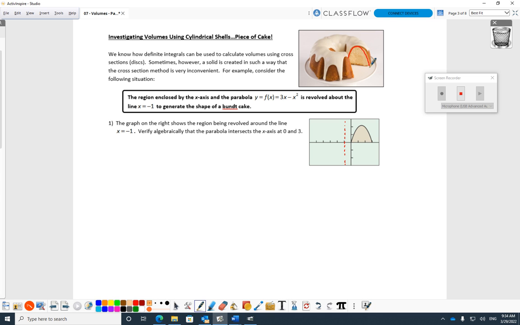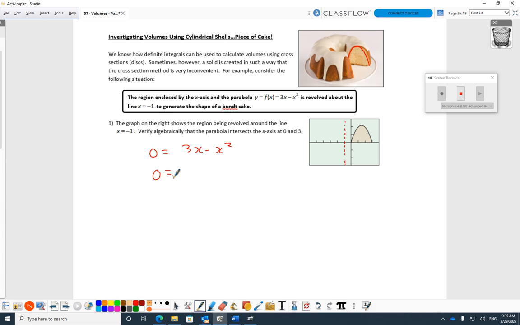The graph on the right shows, okay, so verify algebraically that the parabola intersects the x-axis at 0 and 3. Okay, well, this isn't too bad to start off with. Actually, what we're finding is the limits of integration. So we're just going 0 equals 3x minus x squared. When does the parabola hit the axis? We're just going to grab some grade 10 skills for a moment.